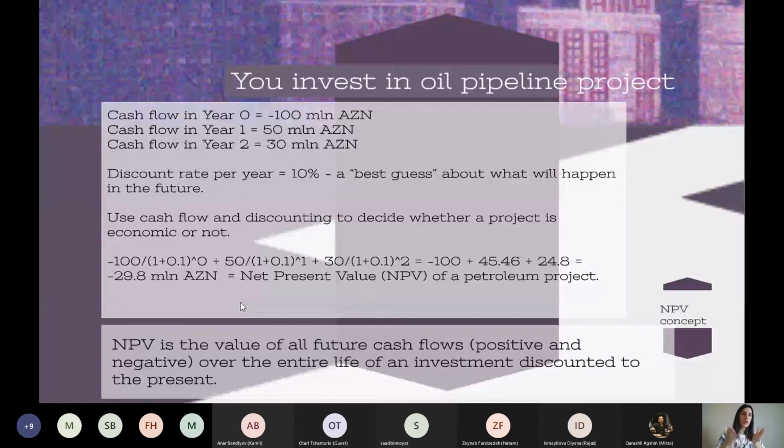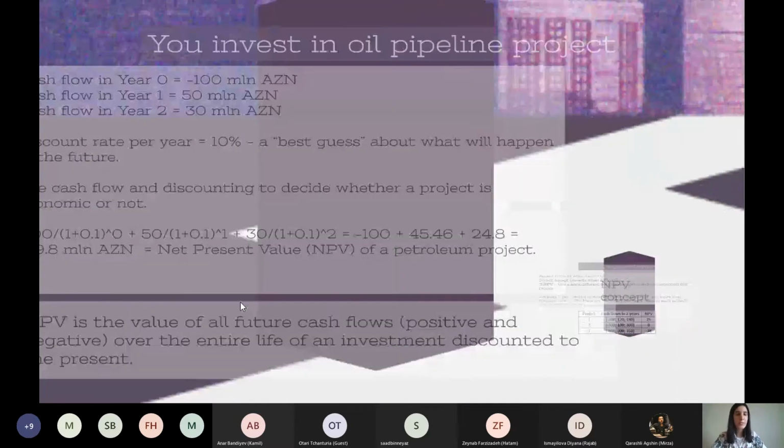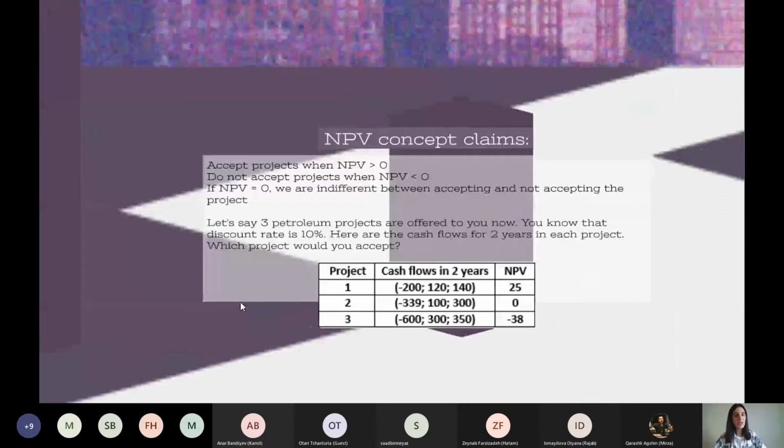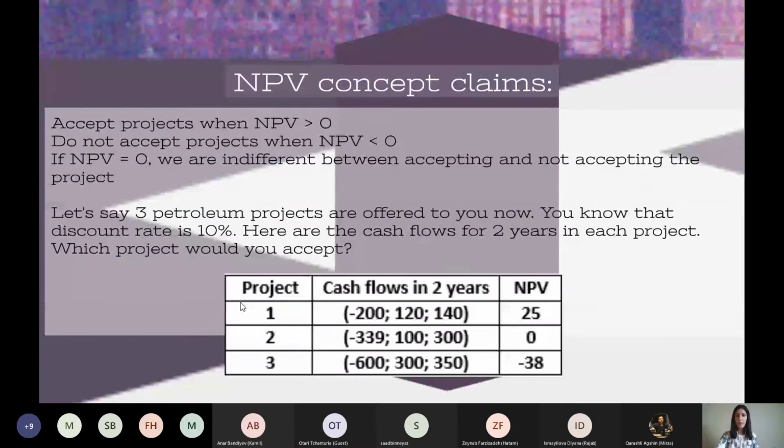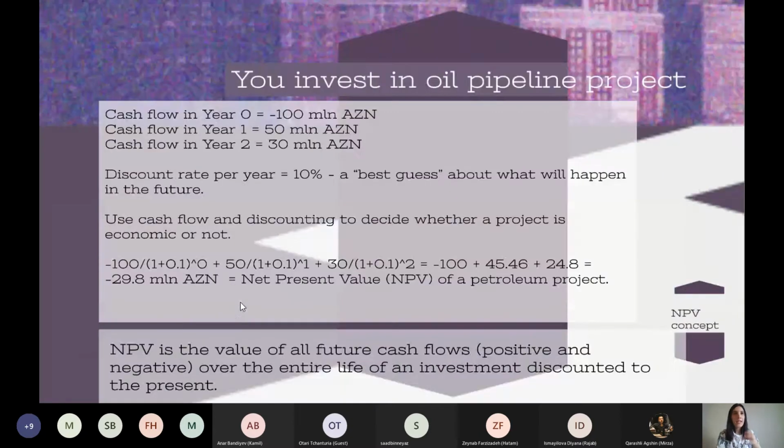The NPV concept, or net present value concept, says exactly the same thing. Your NPV, if more than 0, you accept projects. If your NPV is less than 0, you don't accept the projects. Like our example, we don't accept it. If NPV is 0, we're indifferent between accepting and not accepting the project. Like in our third offer, if you remember, let me show once again. Like in our third offer, you're indifferent because you will exactly get the same amount that you invested.